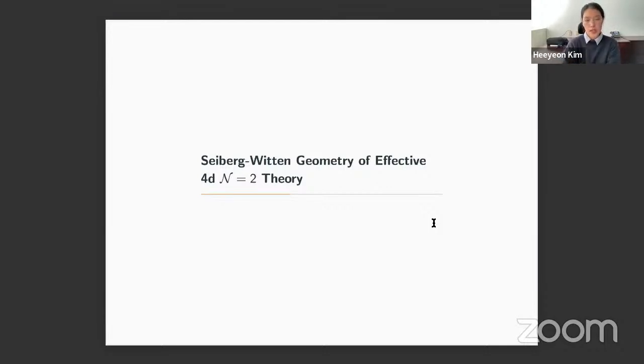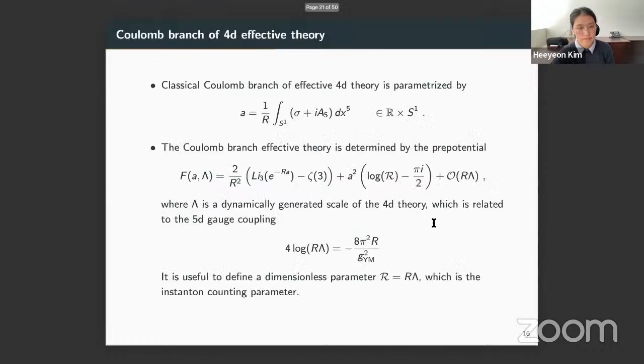So before we do that, let me first try to briefly summarize the Seiberg-Witten geometry of this effective 4D N=2 theory with infinitely many KK modes. The classical Coulomb branch of the effective 4D theory that came down from the 5D theory is parameterized by a complex scalar A, which is valued in an infinitely long cylinder, defined in the following way.